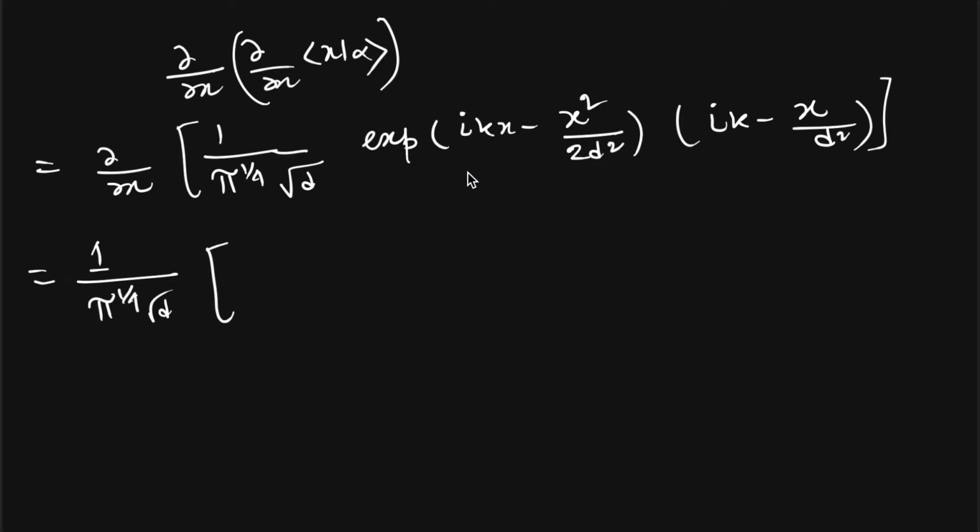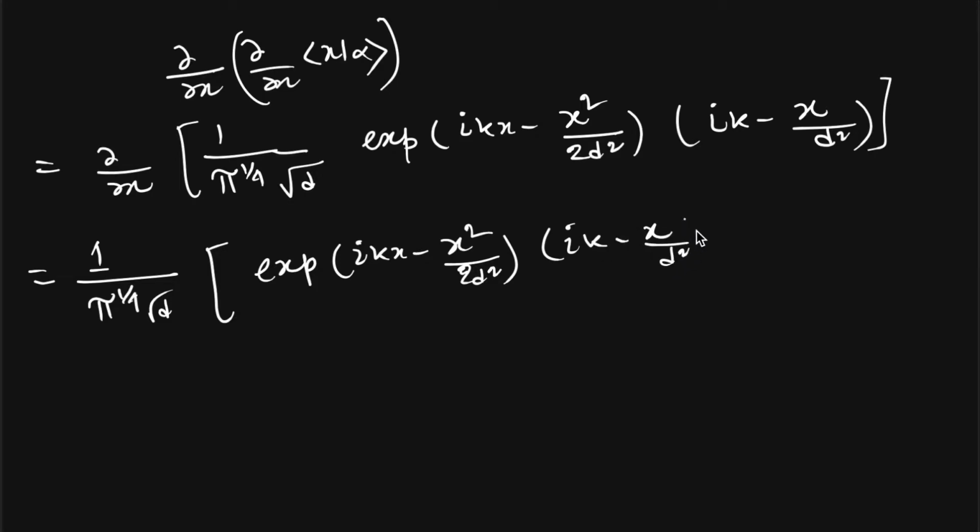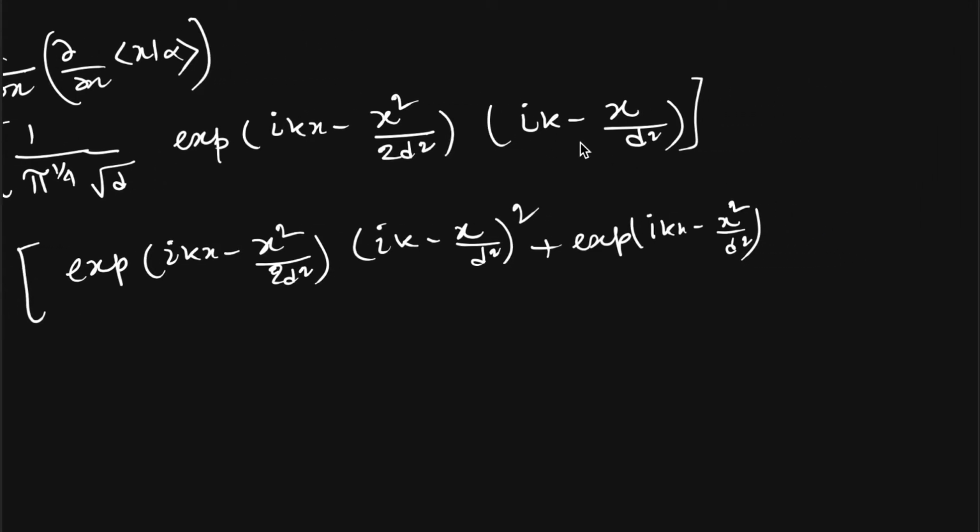If we differentiate this, it will give exponential i kx minus x square by 2d square. When we differentiate it, first you will get this back here, and then we will get a similar term, ik minus x by d square, with square, plus this term, and its differentiation, so that means exponential i kx minus x square by d square into minus 1 by d square.